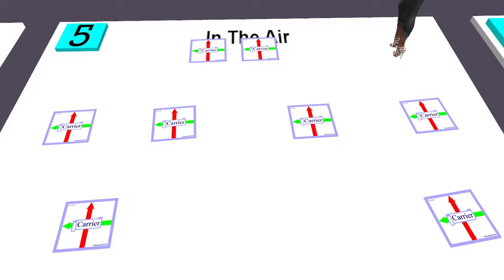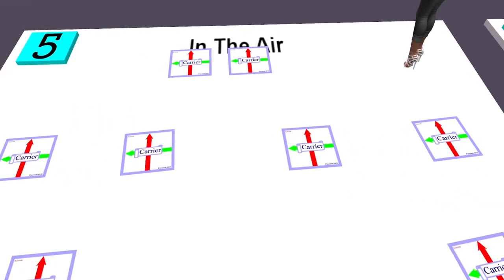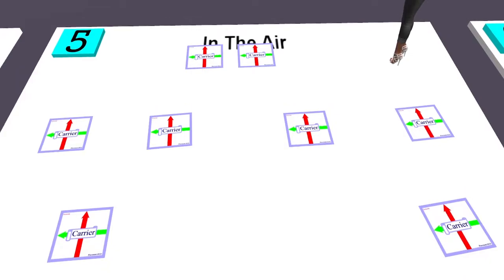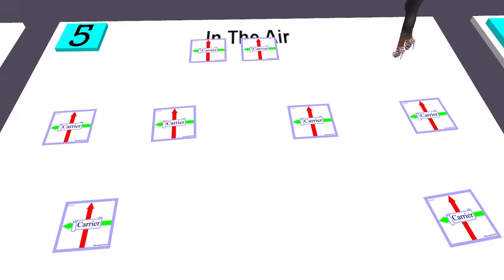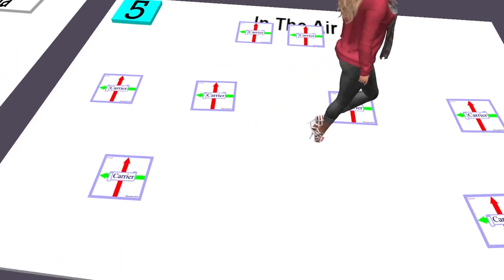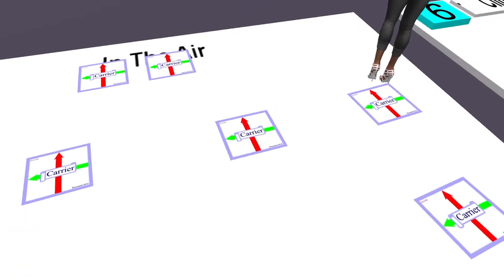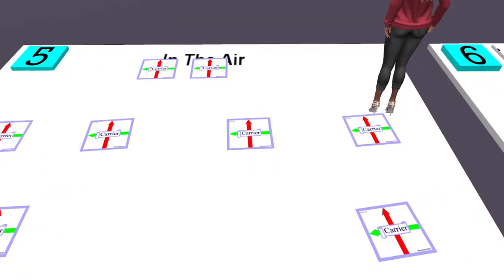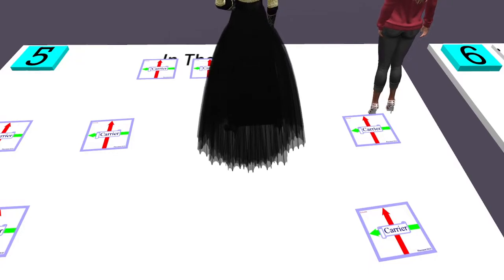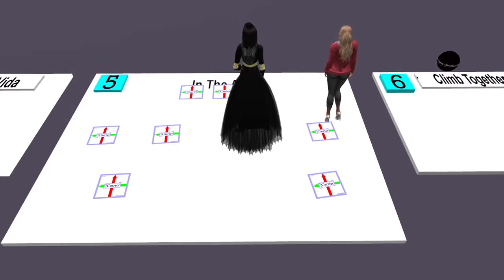So now, if you click on number, I see some purple squares with red and green arrows, and they all say carrier. Click on the one that tells you to sit on it or dance, I forget what it calls it. I do see the sit thing. Just click on it. It'll work. Okay. There you go. And I'm going to click on 3.